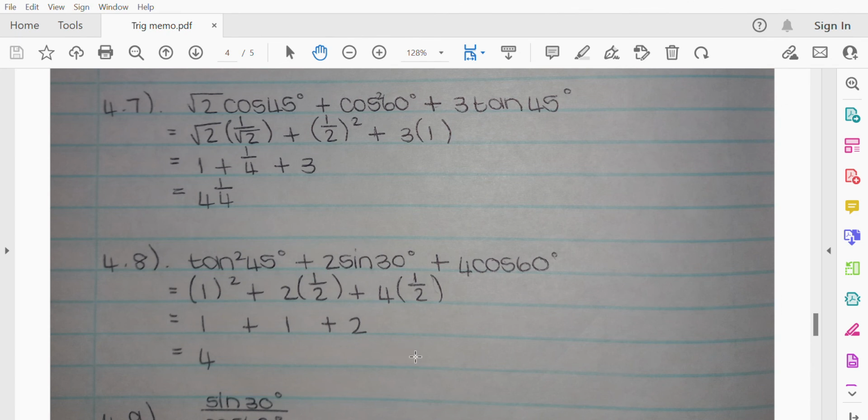At 4.8, tan 45 was 1, and I've got to say 1 squared, that gave me 1. And then 2 sine 30 means 2 times, en dan sin 30 is 'n half. 4 cos 60 is 4 maal met, en cos 60 is 'n half, en dan is dit van daar af net vereenvoudig. Okay, laat ek hoor. Any questions at 4.7 or 4.8?